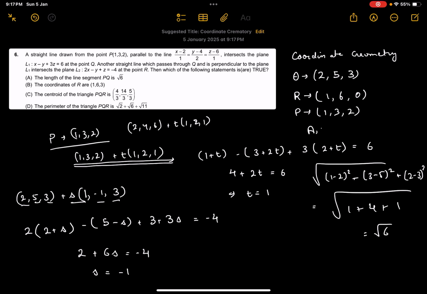Centroid of triangle PQR. Centroid is the mean of all the points. So the centroid would be 2 plus 1 plus 1, that is 4 by 3, 5 plus 6 plus 3, that is 14 by 3, 3 plus 0 plus 2, that is 5 by 3. So yeah, option C is correct.